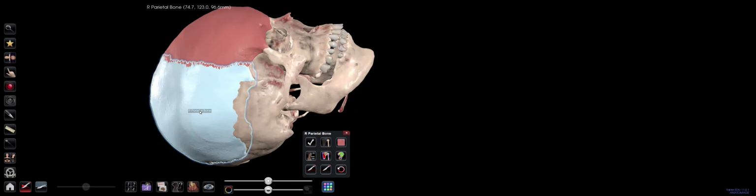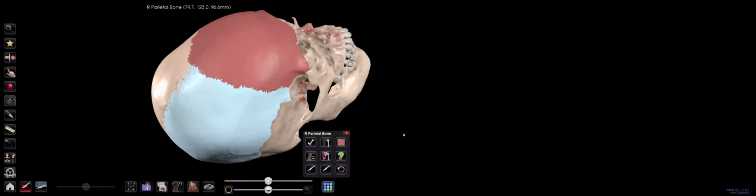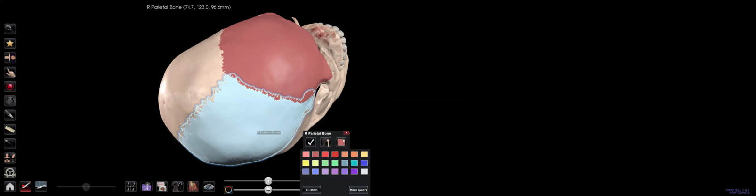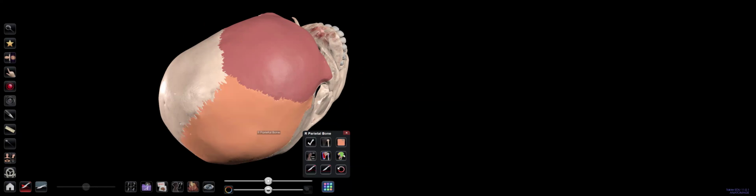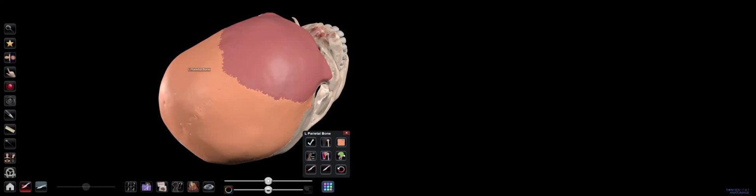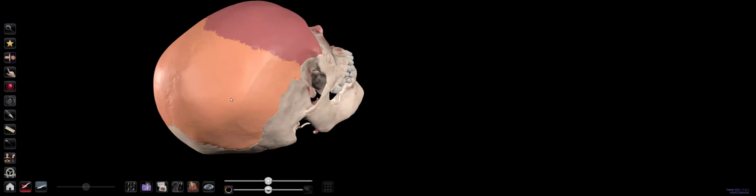And we have two parietal bones. Let's go from the superior view here. There's the left parietal bone. There's the right parietal bone. Let's make the right parietal bone orange. Might as well make the left one orange too. All right, there we go. We made the parietal bones orange.